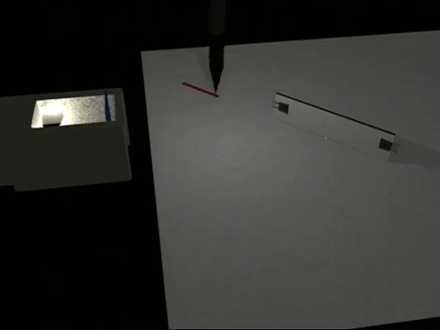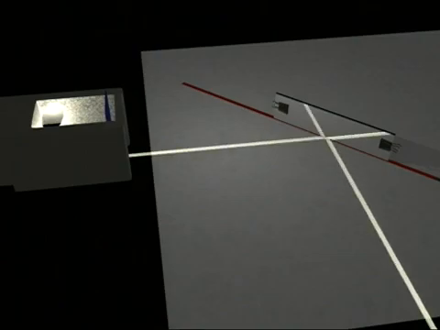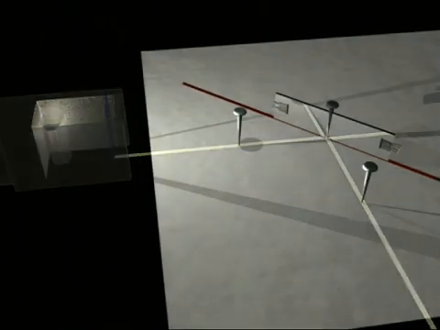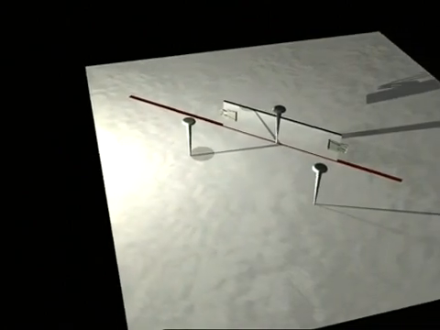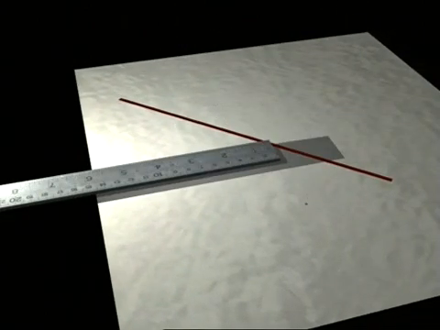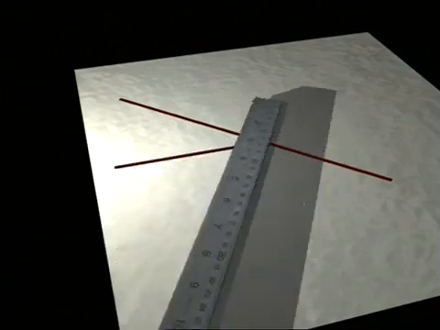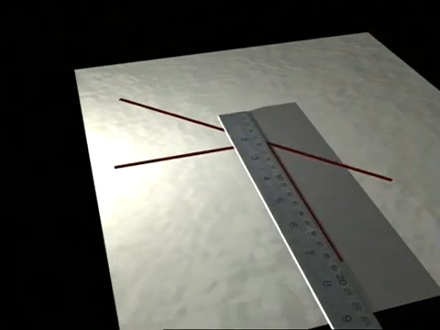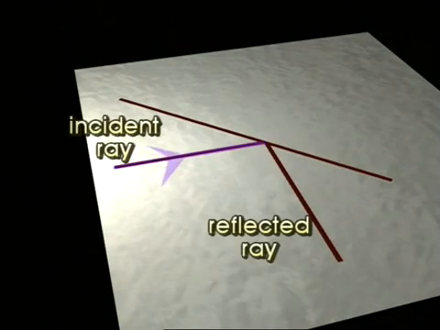Draw a straight line on the paper along the plane of the mirror. This is the position of the reflective surface. Use a few pins to locate the paths of the incident ray and reflected ray. Then use a pencil and a ruler to draw the incident and reflected rays on the paper as marked by the pinholes.